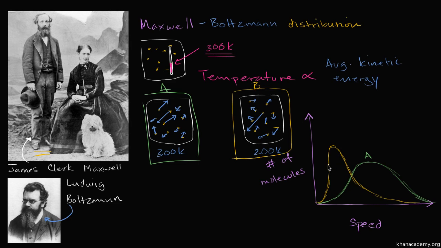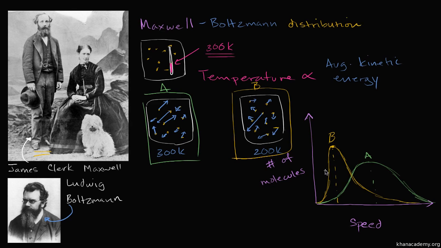Now, why is this one like that? It might make sense to you that the speed at which I have the most molecules is going to be lower than the speed at which I have the most molecules in system A, because on average these things have less kinetic energy. They're going to have less speed. But why is this peak higher? Well, you've got to remember, we're talking about the same number of molecules. So if you have the same number of molecules, that means the areas under these curves need to be the same. So if this one is narrower, it's going to be taller.